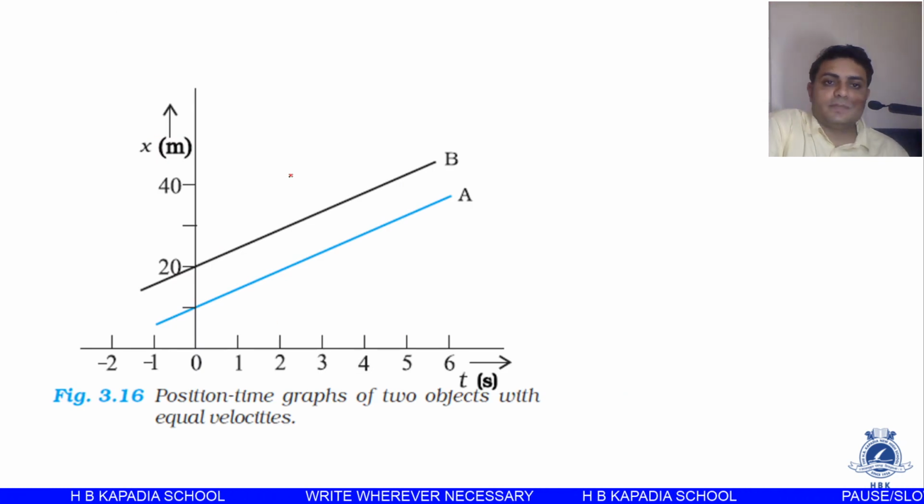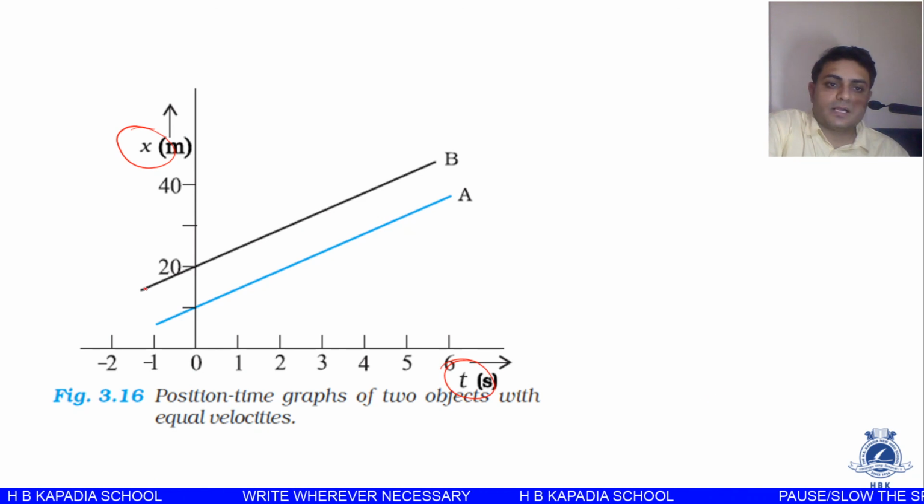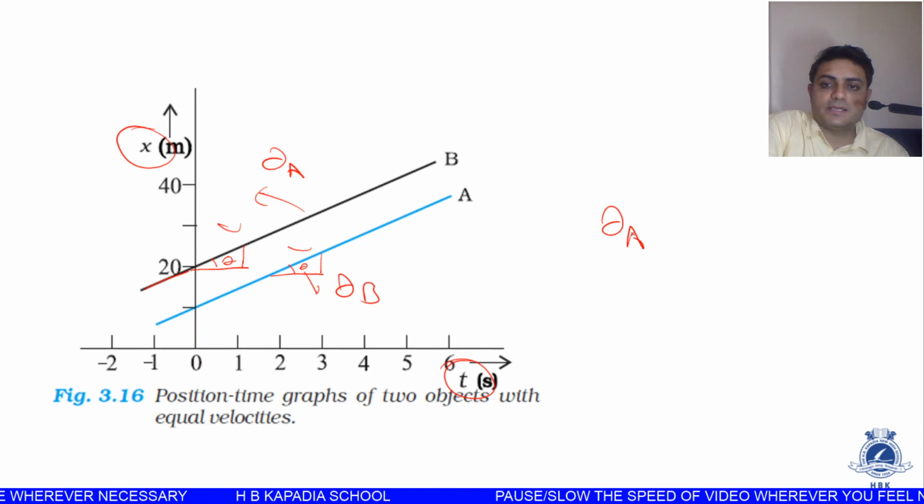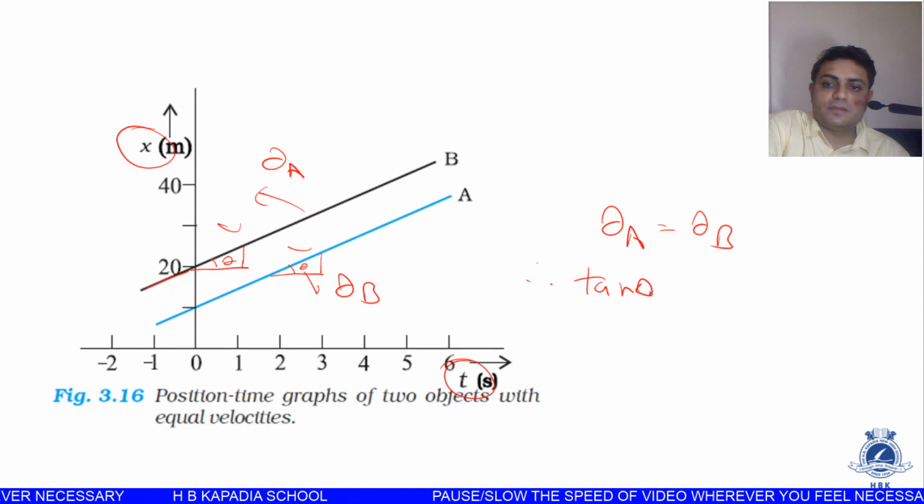So what will be there in this case? This is a graph of x versus t. Both are having the same type of angle. These lines are parallel. If we find out the angle at this point, and the angle at this point, both angles will be the same. If this is theta a, and this angle is theta b, I can say theta a is equal to theta b. Therefore tan theta a will be equal to tan theta b.